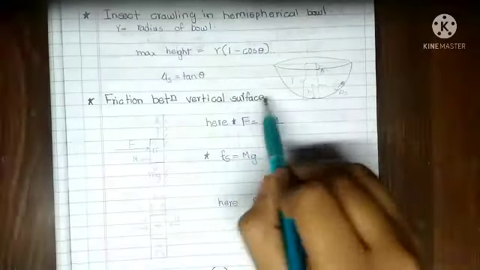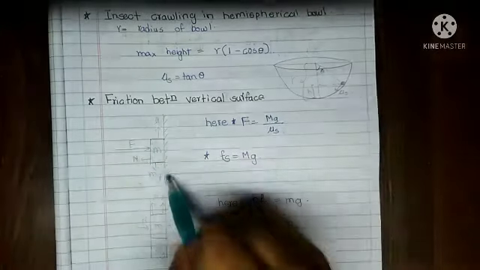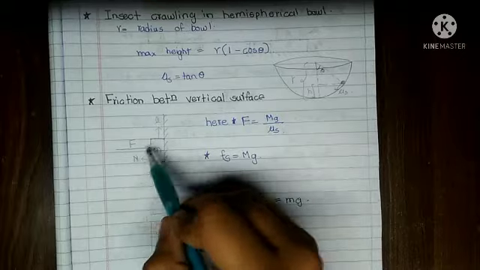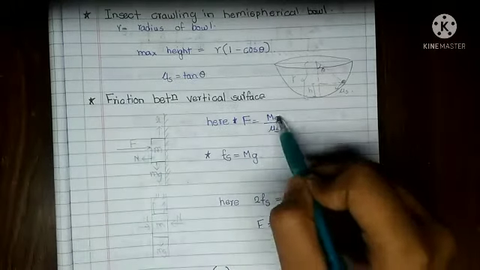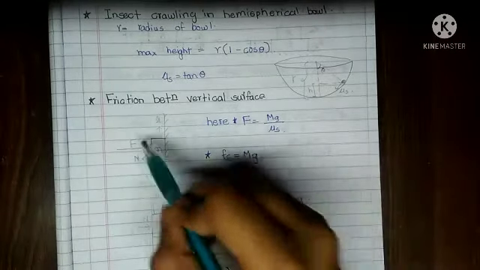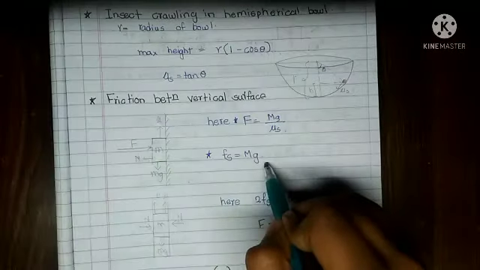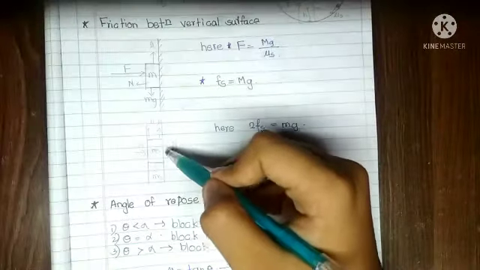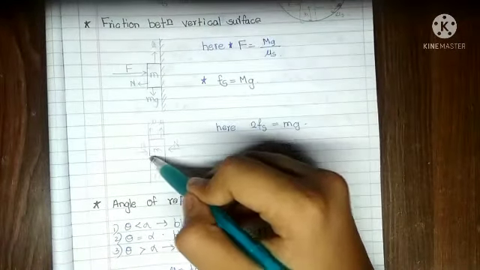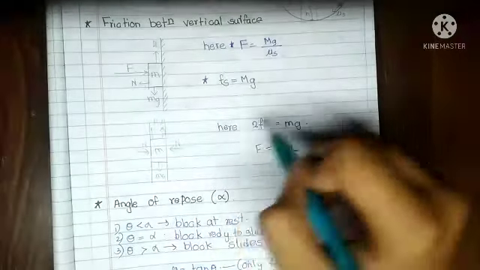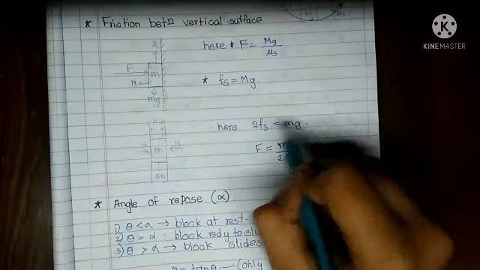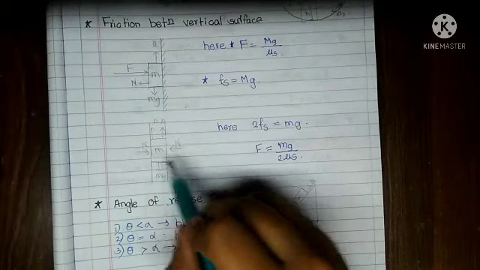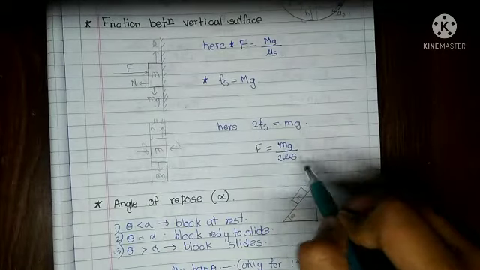Friction on a vertical surface. If this is a vertical surface and this body is pressed by force F, then F is equal to mg upon mu s, and Fs is equal to mg. If there are two surfaces pushing the body, then 2Fs is equal to mg, and the force by which the surfaces push the body is equal to mg upon 2 mu s.